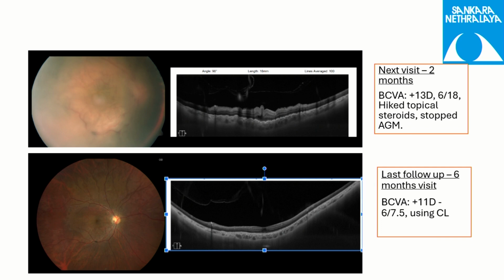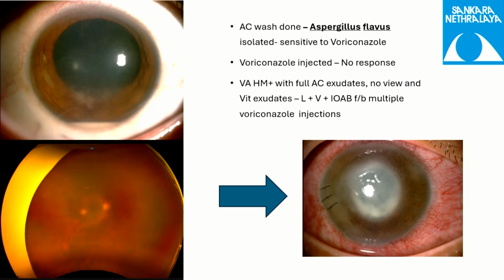Did you try intracameral antifungals? Yes, sir. After this AC wash, no, sir. This is the picture after AC wash. At this stage, I gave some 2-3 injections. So this is a lens haze. I thought corneal abscess, posterior corneal abscess, the way it was looking. No, sir. Cornea is clear.